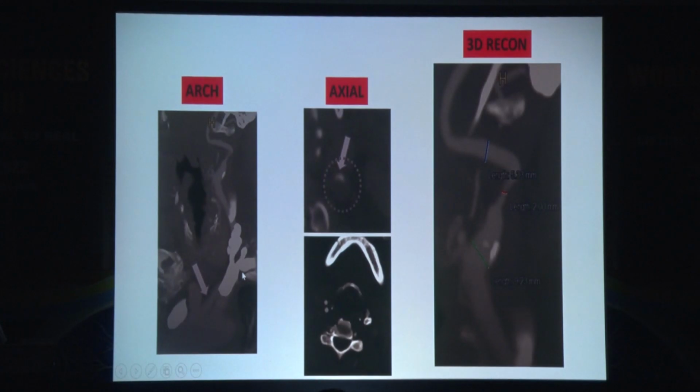We can plan this case with the SIM catheter, which is a reverse shape catheter. And on the axial anatomy, we can also see that there is a floating clot. And this is a 3D reconstruction image. We can exactly quantify the degree of the stenosis.